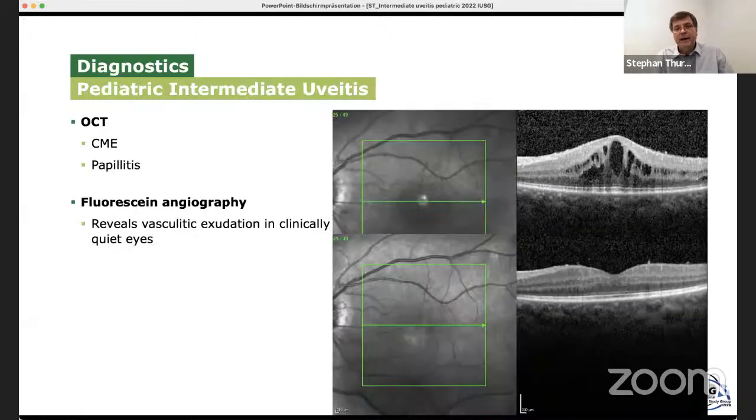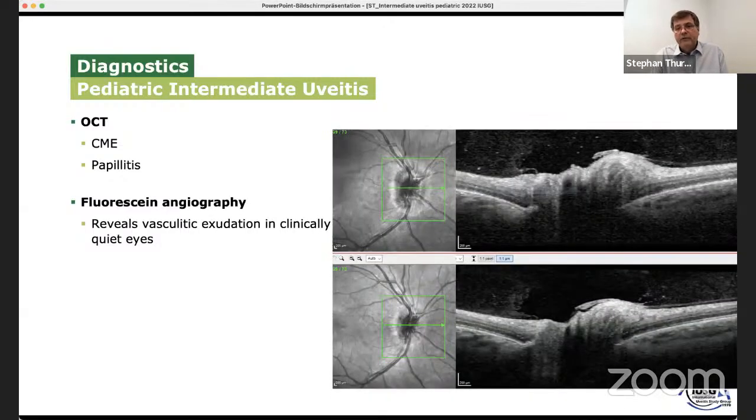And how do we do it best? Of course, with OCT. And these are typical images. OCT also is very helpful for the detection of papillitis if you don't want to go into fluorescein angiography, which I think is probably not a good idea. But at least for the follow-up of papillitis, the OCT may be very helpful, and you don't have to do fluorescein at any time.